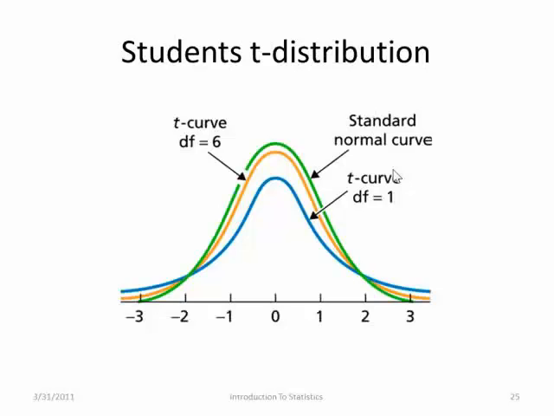And if you'll also notice, the blue curve and the orange curve are centered where? At 0. So the mean of any t-distribution is always 0. Okay. Now the standard deviation can be different. All right. Clearly the standard deviation is not going to be the same as the standard deviation for the standard normal. Okay.